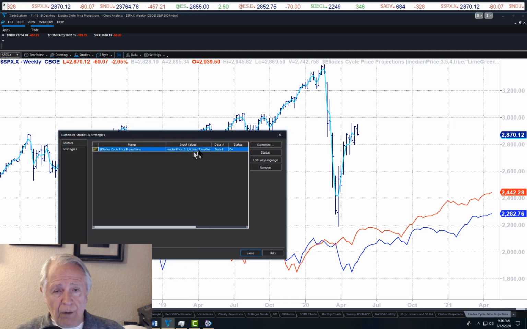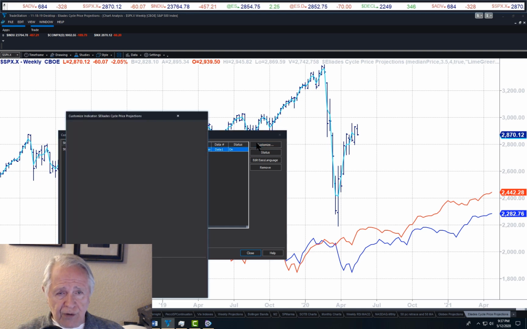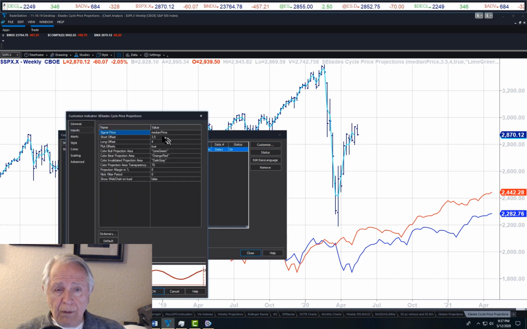Okay, so let's look at the other parameters, though. You've seen us do offsets, two lines, short and long, 3.5 to 4, 7 to 8. And that's what this means by short offset and long offset. Now, if you want the offsets plotted, those would be the lines here, the offset lines, this would be true.